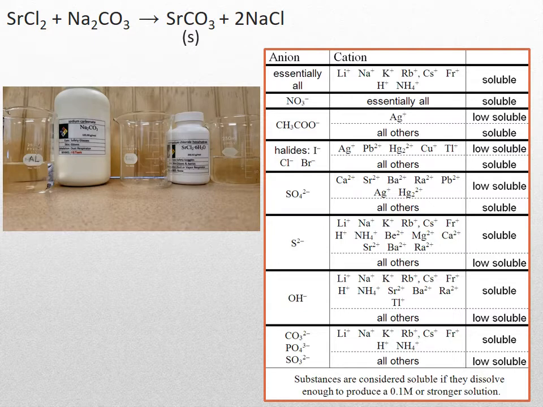Now I look up sodium chloride. Again, I look up the negative ion first, so I'm looking at the row that has the halides of iodide, chloride, and bromide.